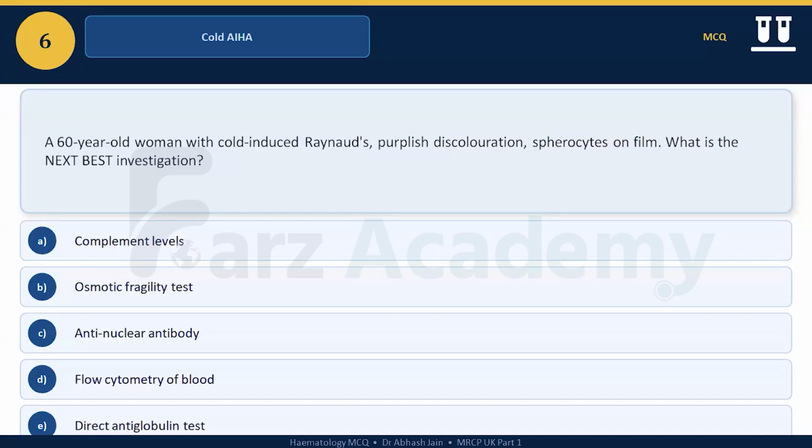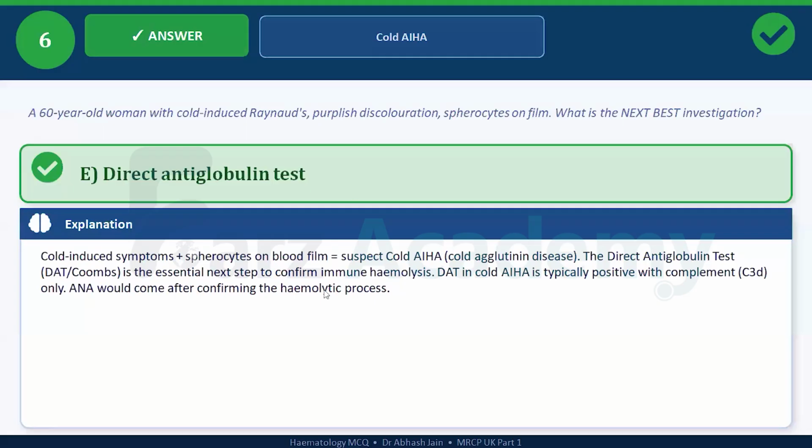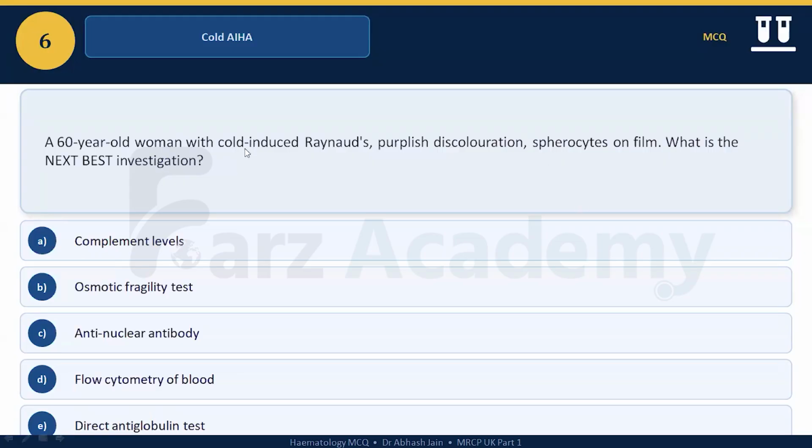A 60-year-old woman with cold-induced Raynaud's, purplish discoloration, and spherocytes on film. What is the next best investigation? Complement level, osmotic fragility test, anti-nuclear antibody, flow cytometry, direct antiglobulin test. Any guesses? Osmotic fragility. So the direct antiglobulin test, because the cold symptoms are there, right? This patient has Raynaud's phenomenon, purplish discoloration, and spherocytes.